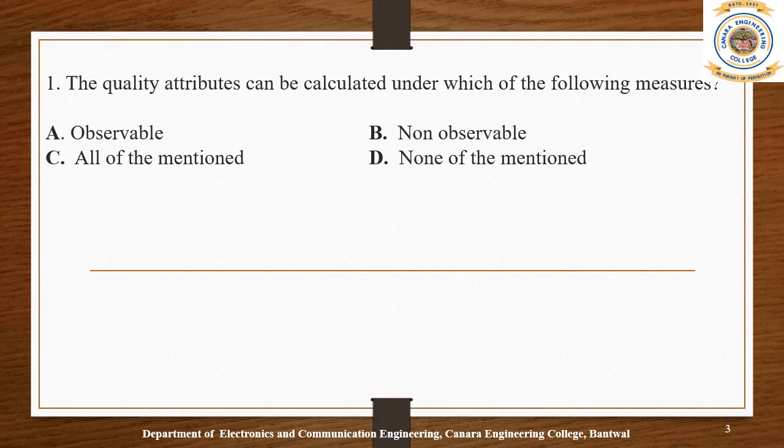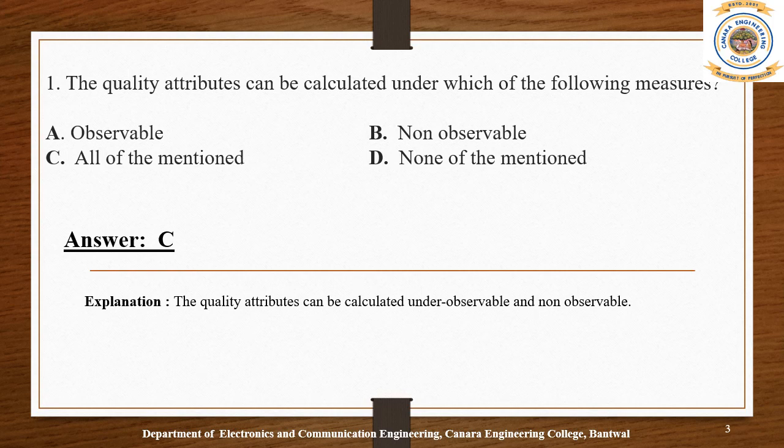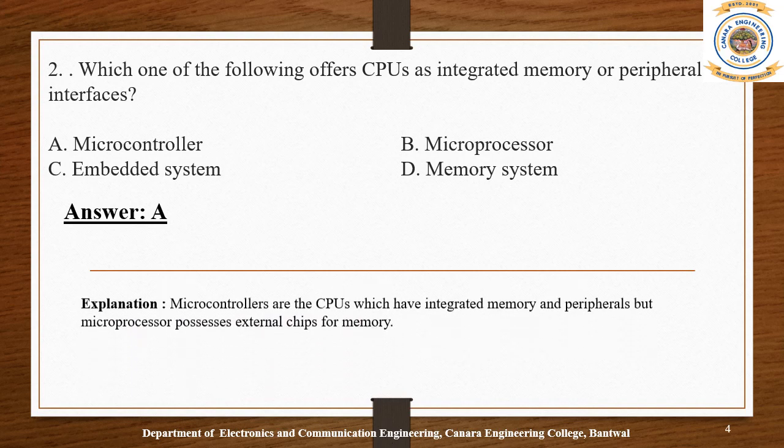Within systems engineering, the quality attributes are realized as the non-functional requirements used to evaluate the performance of a system. These quality attributes can be calculated under both observable as well as non-observable categories. A microcontroller can be seen as a small computer that consists of a central processing unit, random access memory, flash memory, serial bus interface, and input-output devices on a single chip.